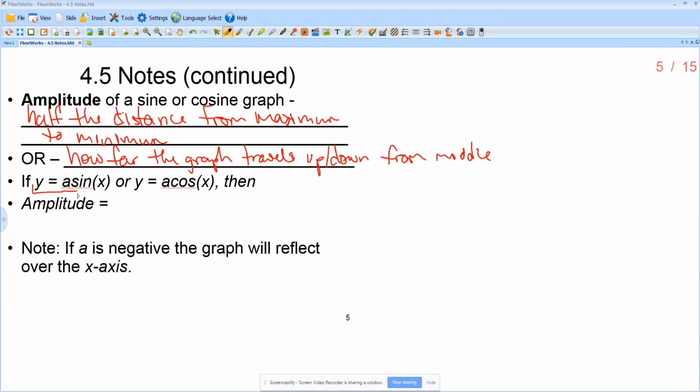If we had some function y equals a sine x, or y equals a cosine x, where a is just some coefficient, then the amplitude is just the absolute value of a. So essentially the absolute value of the coefficient in front of the trig function is going to give us the amplitude. If a is a negative value, what that is telling you is that there's a reflection over the x-axis. So throwing this all the way back to section 2.4, we talked about reflections, and we said if that negative is in front of the function, that means that I'm reflecting over the x-axis. So this still holds true with trig functions as well.